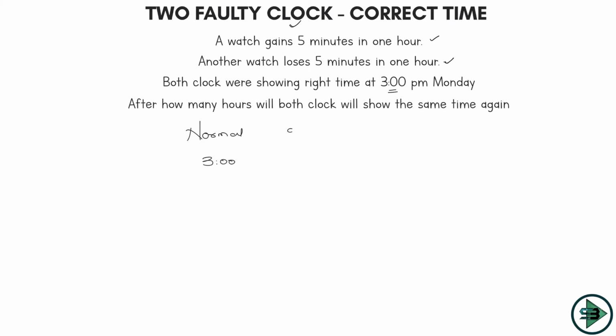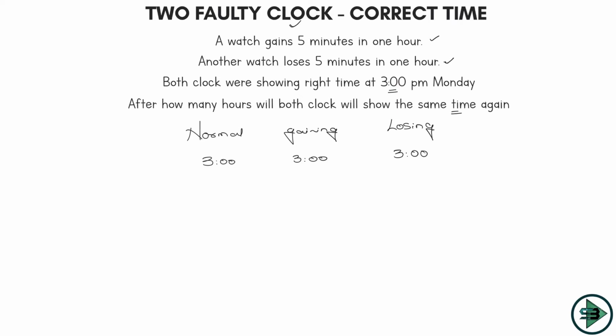And now we have a gaining clock, which will gain 5 minutes in every 1 hour, and then there is a losing clock. So there are two faulty clocks here. I am being asked after how many hours will both the clocks show the same time again. So when are they showing the same time? When it was set at 3 p.m. All three were showing the same time.